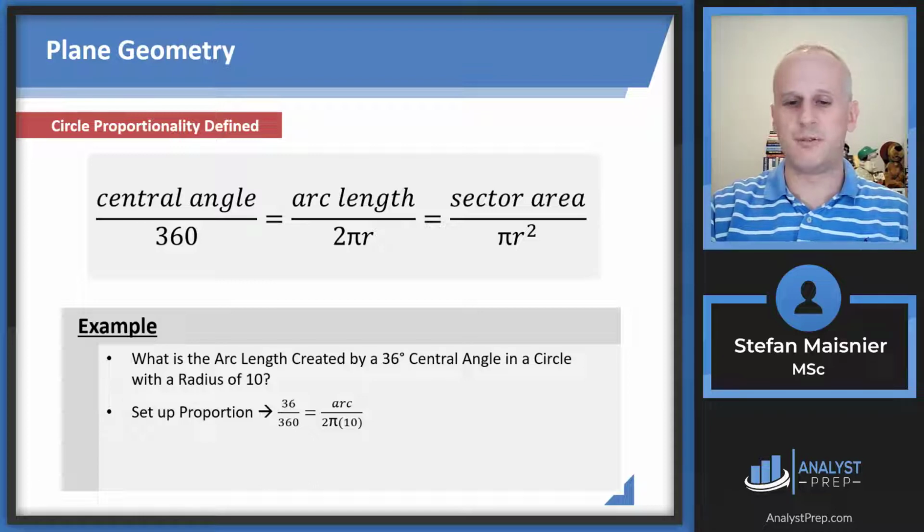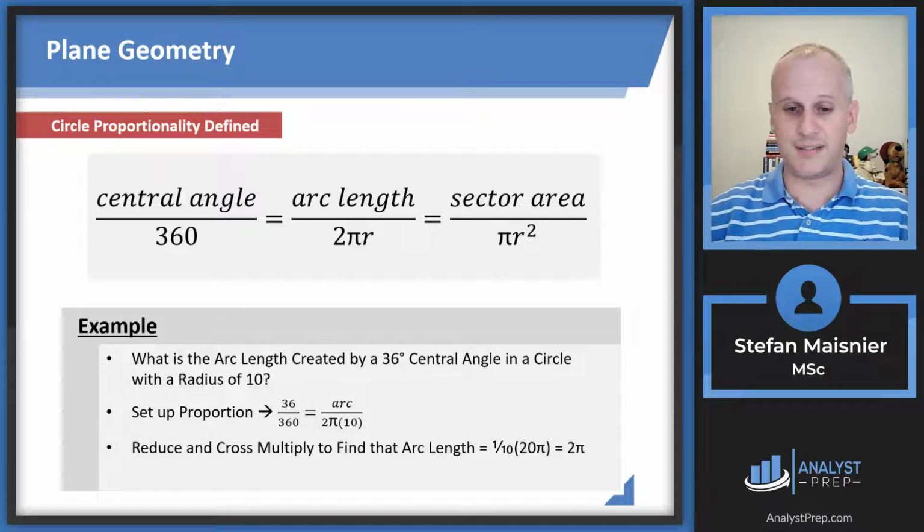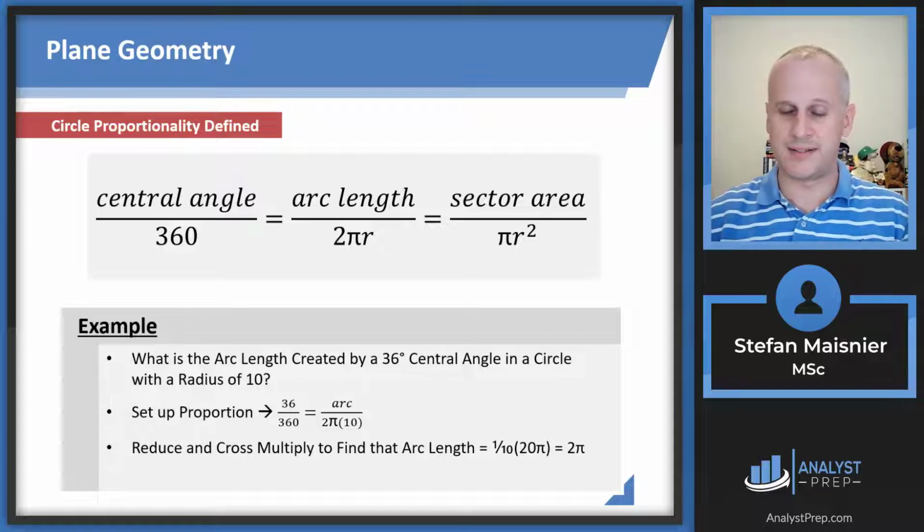Then all we have to do is reduce the fraction and cross multiply to find that our arc length is going to be 1/10, because 36 out of 360 is just 1/10. It simplifies down quite easily, as many of these problems will if you understand the rules of geometry. And then we've just moved that 2 pi times 10, or 20 pi, over to the left-hand side to find that our arc is going to be equal to just 2 pi, or 1/10 of the 20 pi that is the circumference of the entire circle.